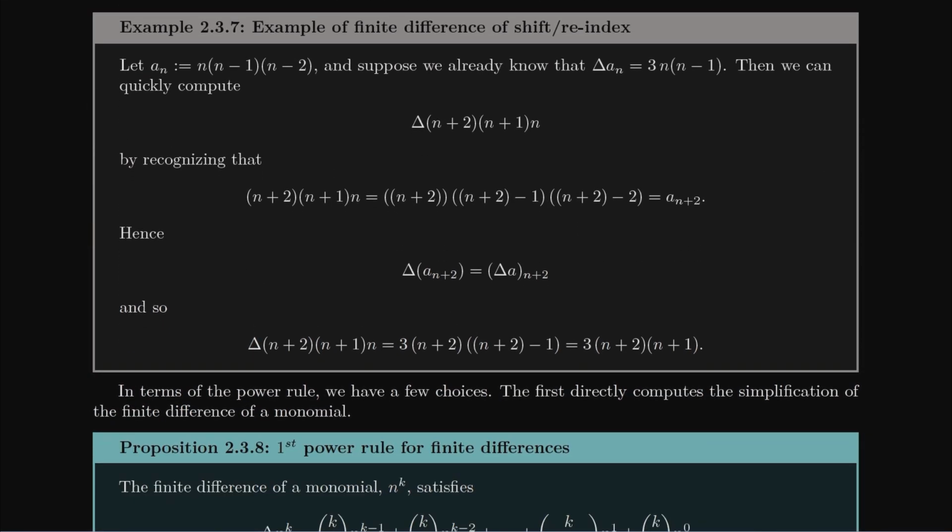It's going to make a little bit more sense. It's just like, suppose that I've got some sequence here. In this case, my sequence is n times n minus 1 times n minus 2. Suppose for some reason somebody's told me what the finite difference of this sequence is equal to. They've told me that finite difference is 3 times n minus 1.